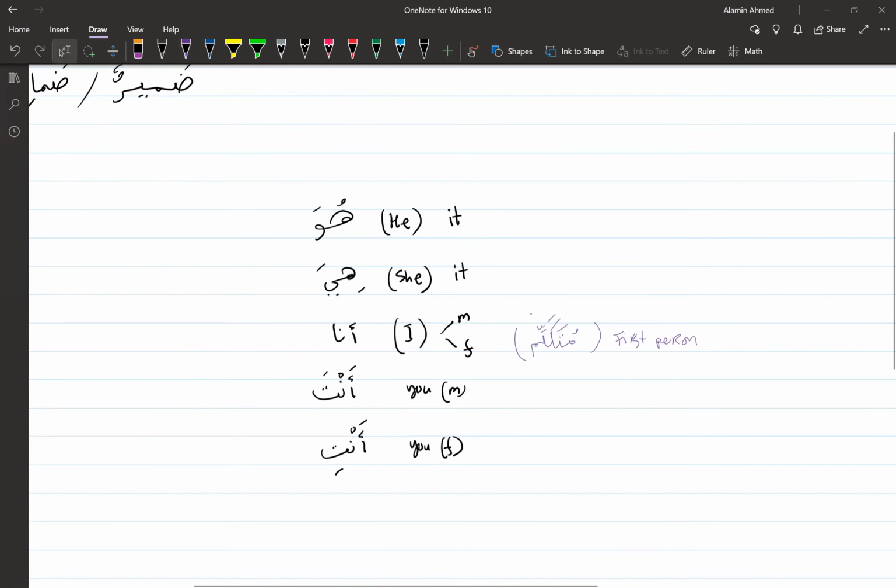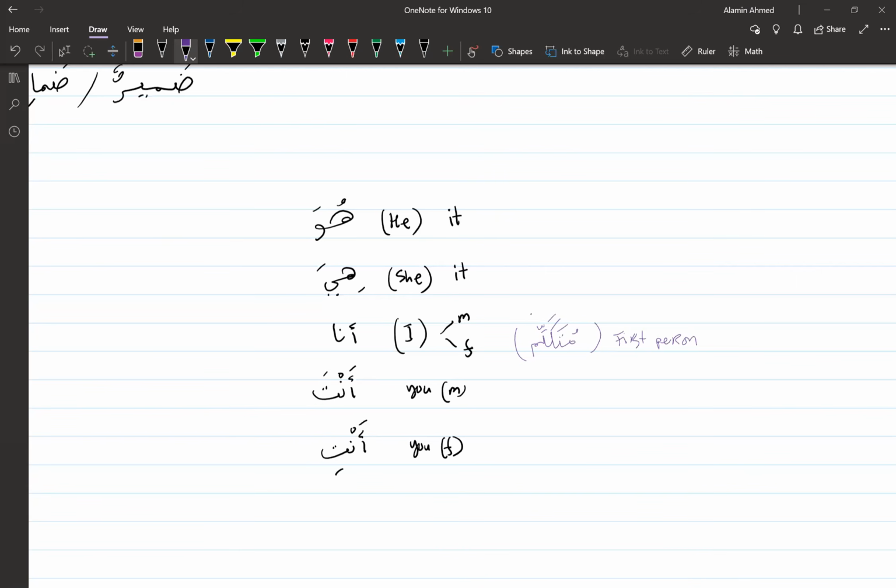Right now, what the book is doing, they're only giving us single pronouns, singulars, right? We're not studying the plurals yet. So all of these pronouns are singular. Yes, he means one person, right? She means one person. Ana means one person. Anta is one person, and anti is one person. So all of them are singular. Okay, we're not studying the plural or the duals yet. Duals we'll be studying much later. Inshallah, the plural we'll be studying in a couple of lessons ahead.